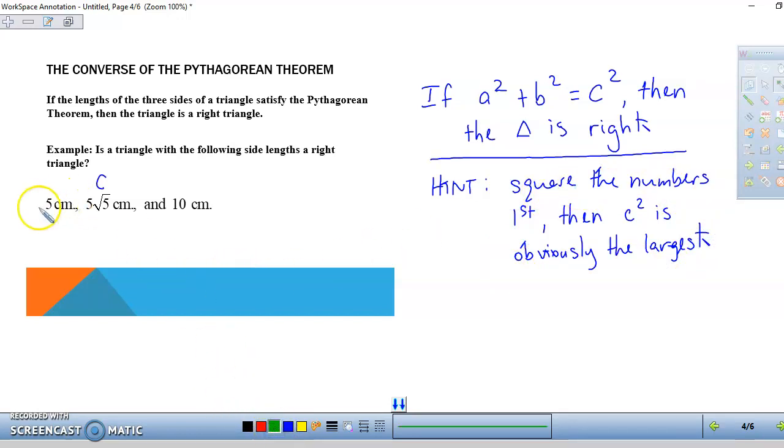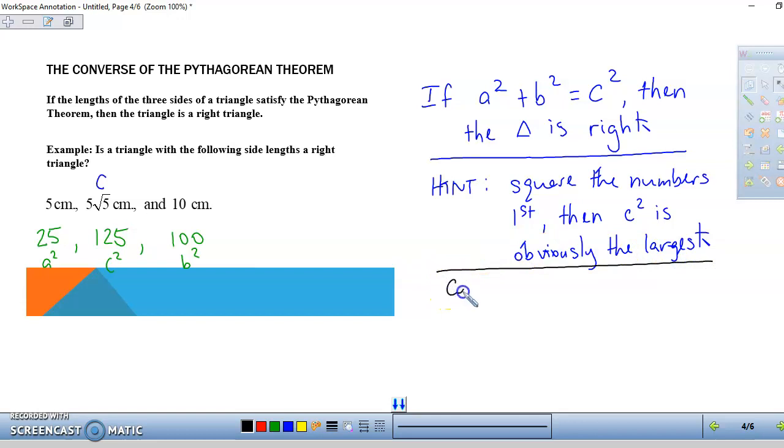So what that looks like here, obviously this is 25. Okay, 5 root 5 squared is 25 times 5, which is 125. And then 10 squared is 100. Now you do have to be very careful, because what happens a lot of times is people square them to see which one is biggest, and then for some reason they square them again. So this is the squared. If you need to label them that they're squared, maybe I would suggest you do that, but these are the squared values.